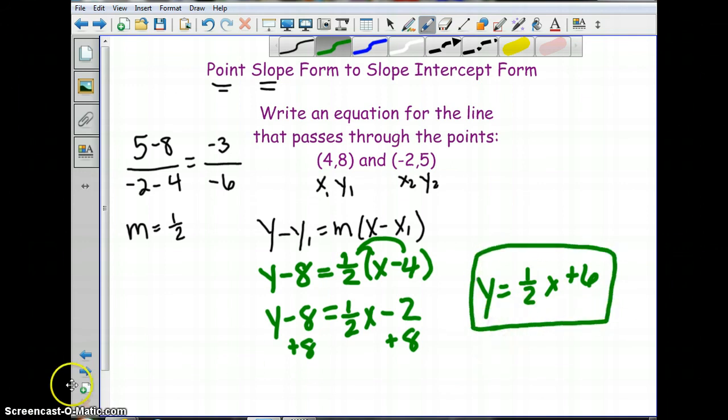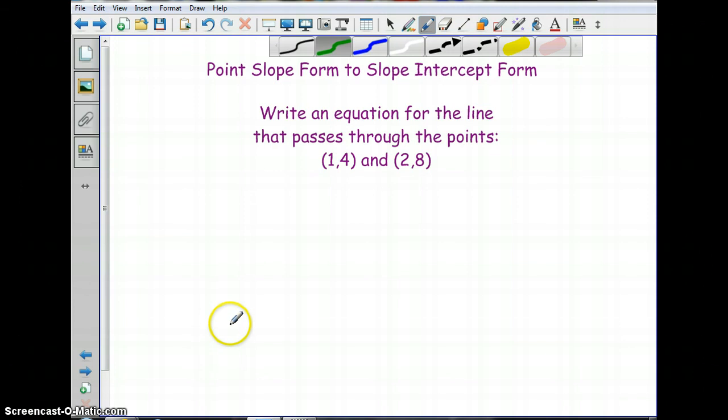Okay? So make sure you write down any questions that you may have for me when you're doing these types of problems. I'm going to give you the next problem. I want you to pause the video and see if you can do it on your own. Here's the next problem. Through points 1, 4 and 2, 8. Go ahead and pause the video and see if you can write an equation that passes through these points.